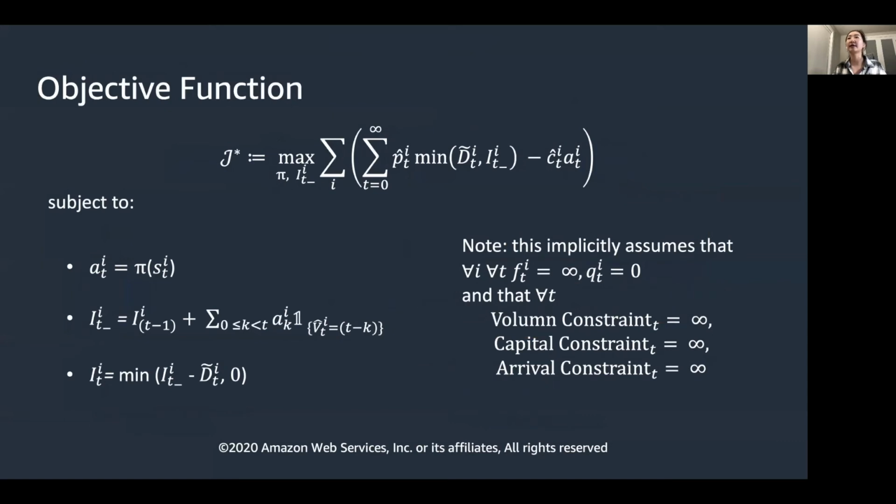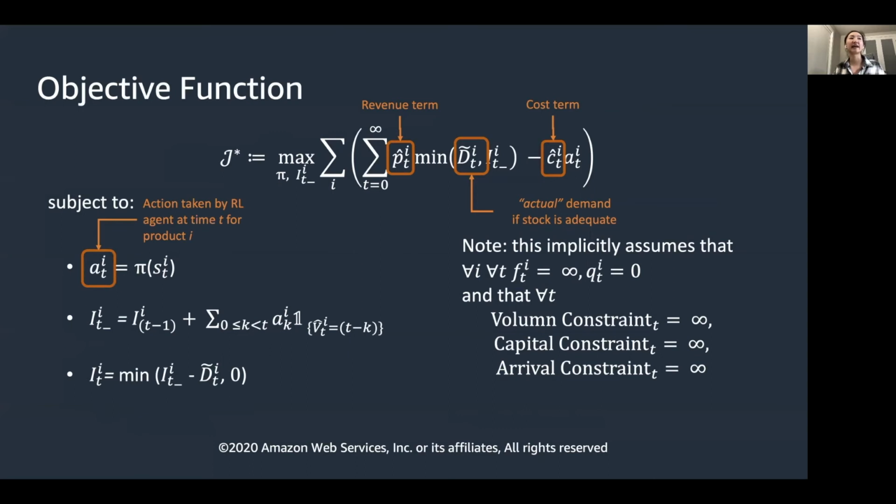Instead of having both cost of goods sold and cost of arrival, here we only consider the revenue term, the actual demand if stock is adequate. I will explain that a little bit more. And the constant C hat. So essentially, we are simplifying the problem by setting Qt equal to 0. Also, here again, At is the action taken by the RL agent.